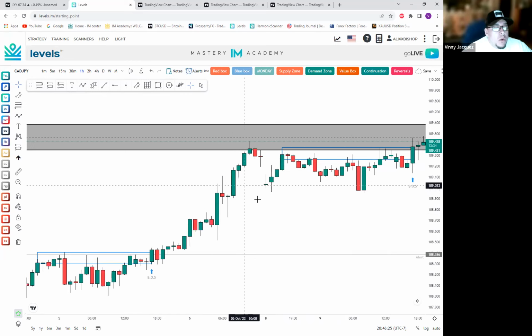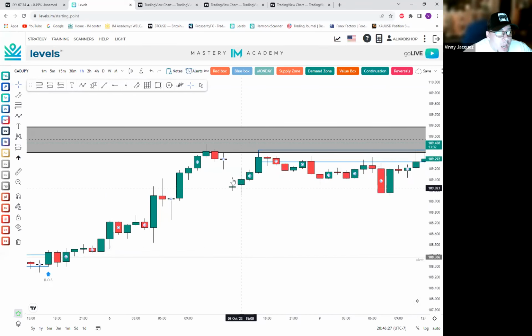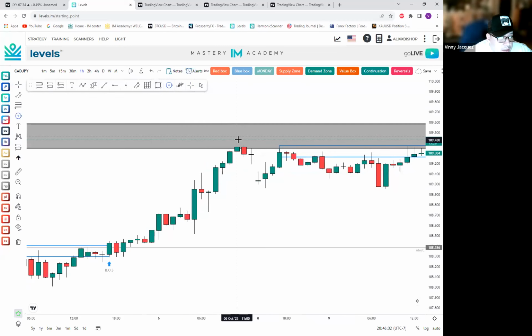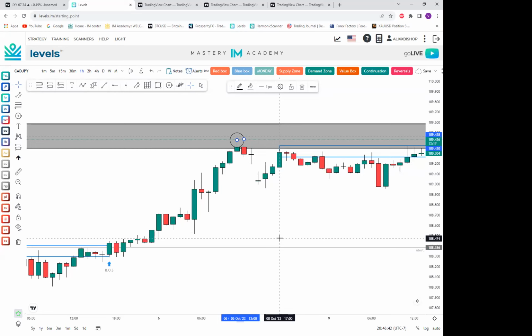Wait, I'm sorry. We want to continue selling, and we're looking for confirmation to continue selling. So this is our supply, our starting point for sales. It did give us a move, but how can we know that it's really going to continue to the downside? Because it hasn't broken above and closed.